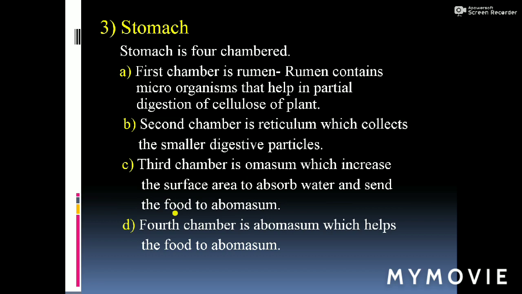What is about the stomach? See here, a different type of stomach is present in ruminants. It is four chambered. It means each chamber has different names and different functions. You see, the first chamber is called rumen. Look here, this is rumen, and rumen contains microorganisms that help in partial digestion of cellulose of the plant.